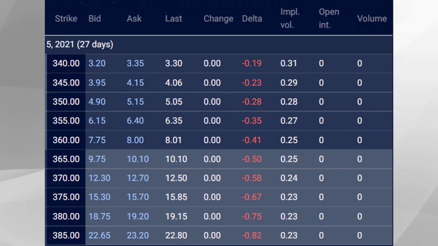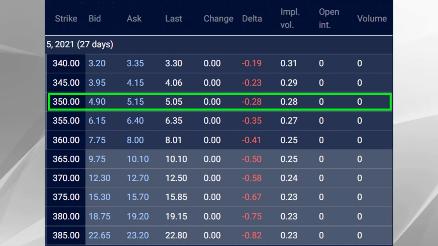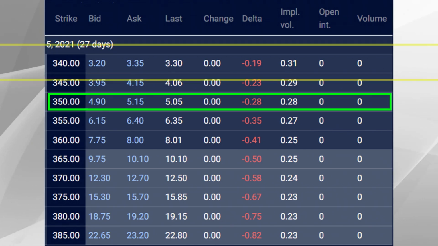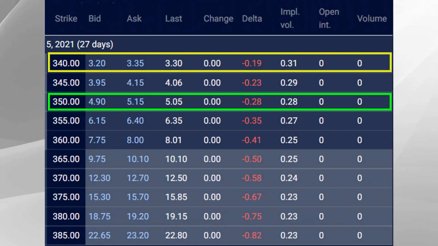We can see that the put that has a delta closest to 30 is the 350 strike. So we're going to sell the 350 strike put. We're going to buy the 340 strike put as our hedge. In this example, we're using options that expire in 27 days.